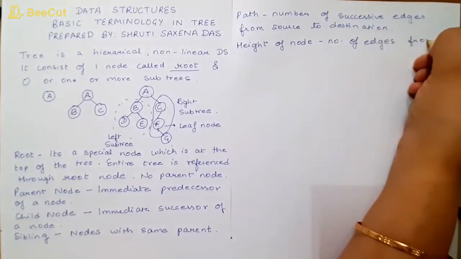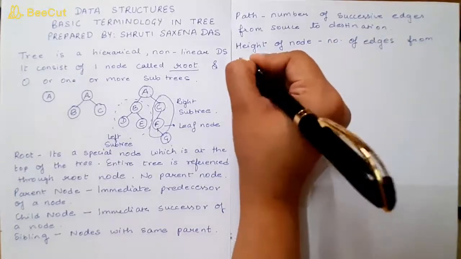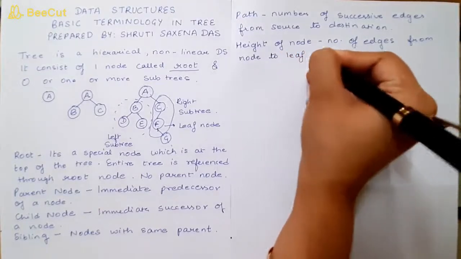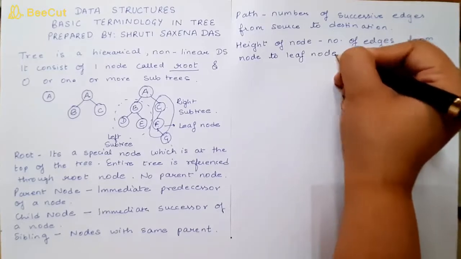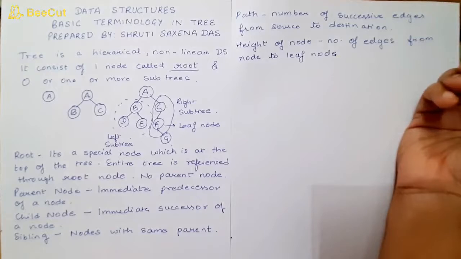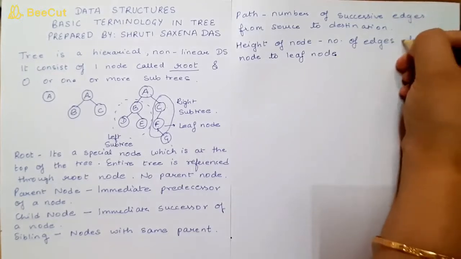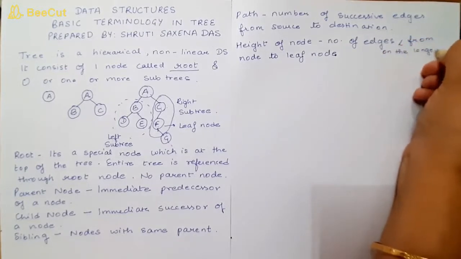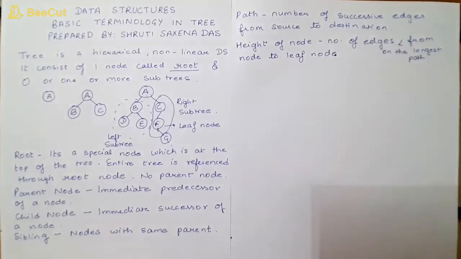So height of a node means the number of edges from the node to the leaf node, on the longest path. Just remember that you have to consider the longest path. You can have multiple paths, but you have to select the longest path.